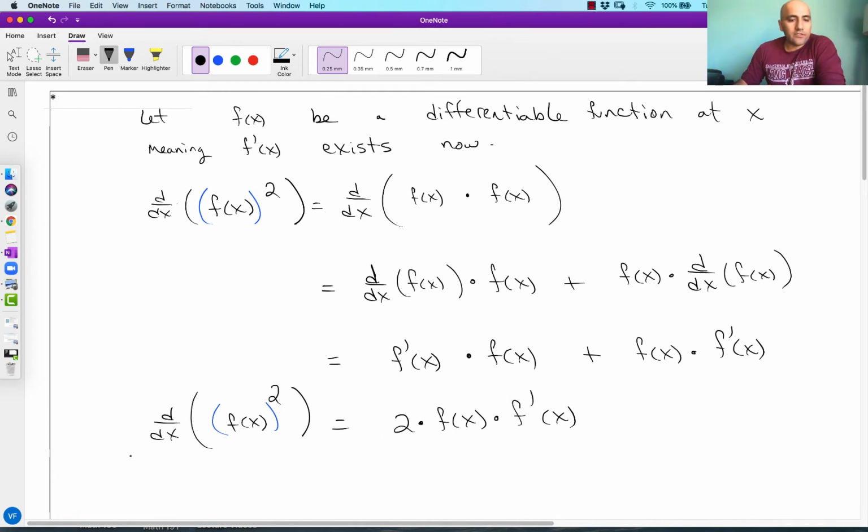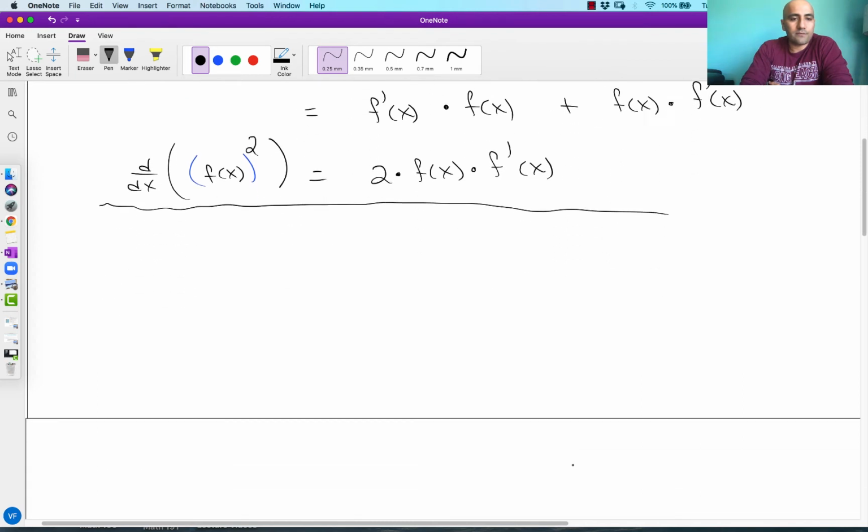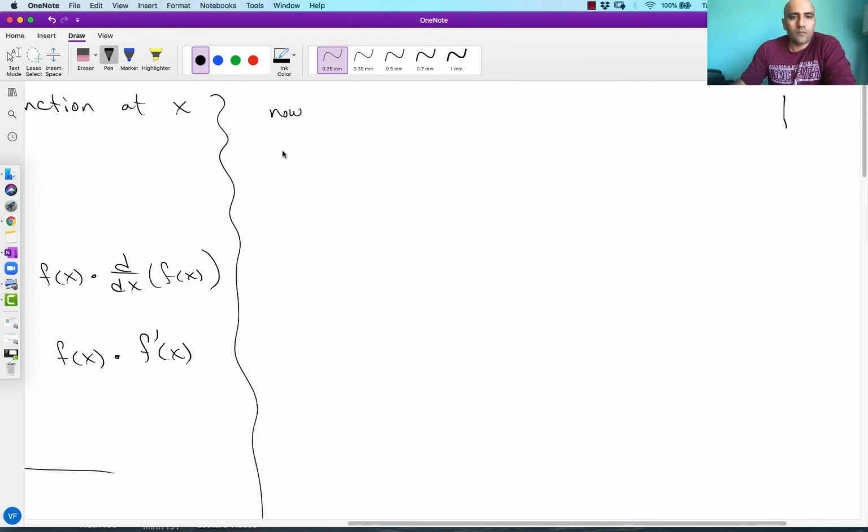Okay, fair enough. Now let's do it again for cubed. What if f of x was being cubed? Is there a pattern that we can deduce from this? So now we want to find the derivative with respect to x of f of x, but now it's being raised to the power of 3. What's the derivative of f of x being raised to the power of 3?